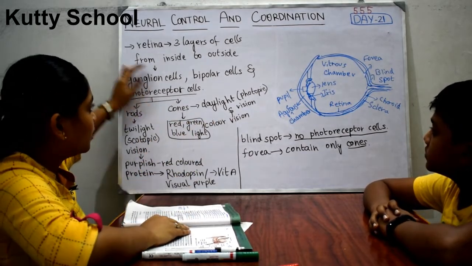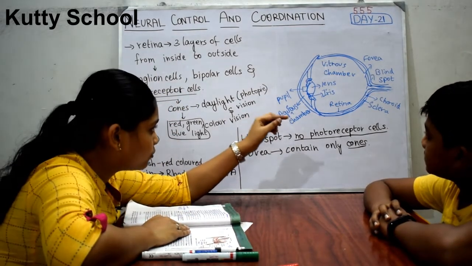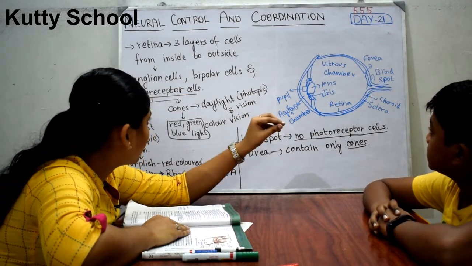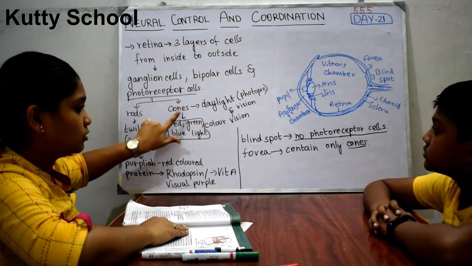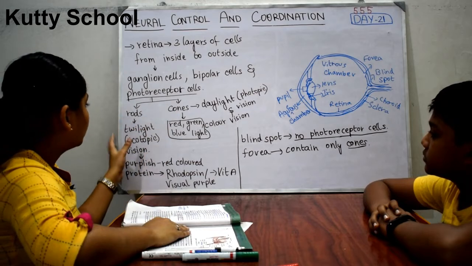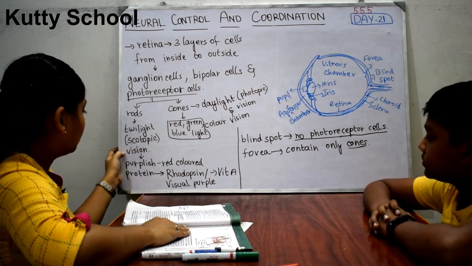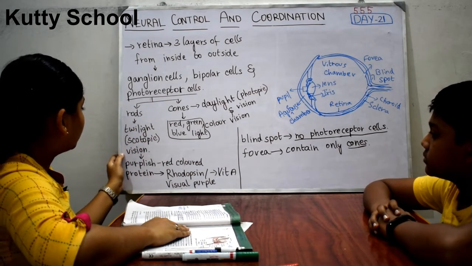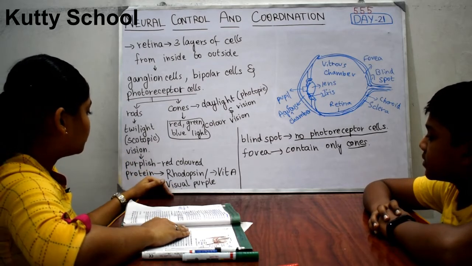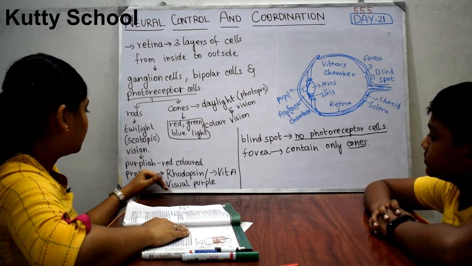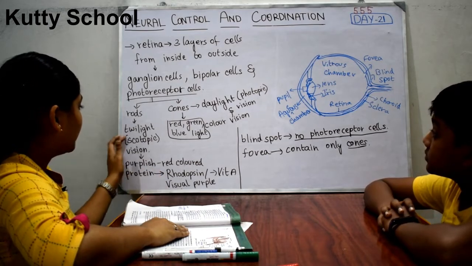So, ganglion cells, bipolar cells, photoreceptor cells. First from the eye, you see photoreceptor cells, then bipolar, and then ganglion cells. The photoreceptor cells are of 2 kinds, rods and cones. Rods help in twilight or scotopic vision. The rods contain a derivative of vitamin A, also known as visual purple. This protein is called rhodopsin, which helps in twilight or scotopic vision.